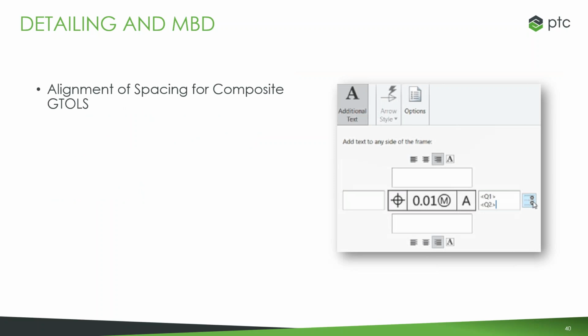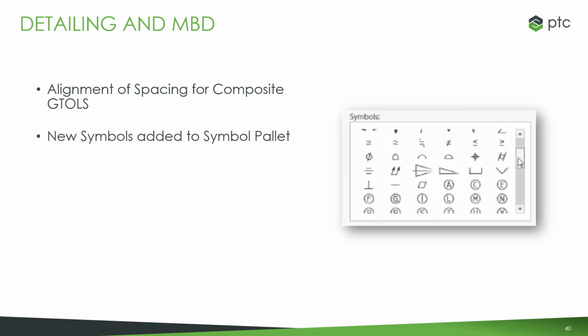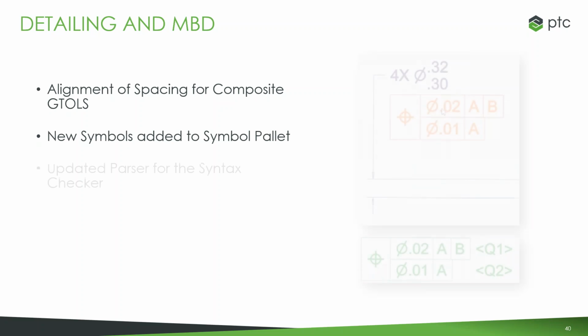Right, wrapping up here with some of the options for the alignment of spacing when it comes to composite GTOLs. So depending on how you want those GTOLs to align, on the left, on the right, that's all done keeping up with those standards. We've also added some new symbols to the symbol palette, so particularly the angularity symbol for an intersection plane, the runout symbol for a direction feature, and the symmetry symbol for a collection plane. So if you work with any of those, that's a nice added feature around that.